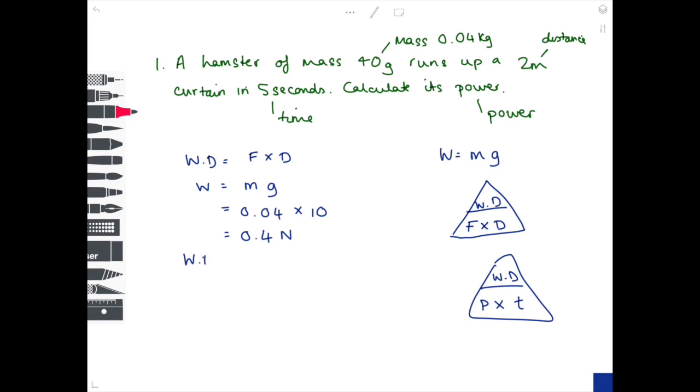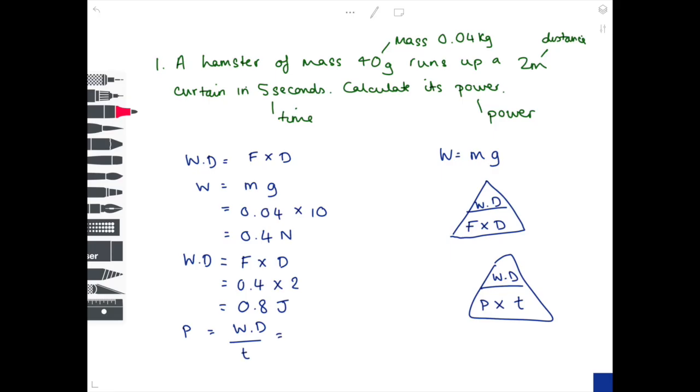Now we're going to calculate work done using the equation force times distance. Force and weight have the same unit, which is why I can substitute in 0.4 as the force. Distance is 2 as given by the question, so the work done is 0.8 joules. And then finally we can work out power by doing work done over time.